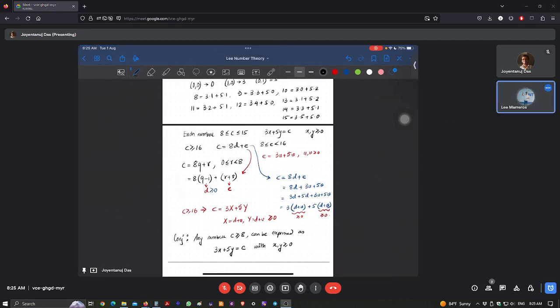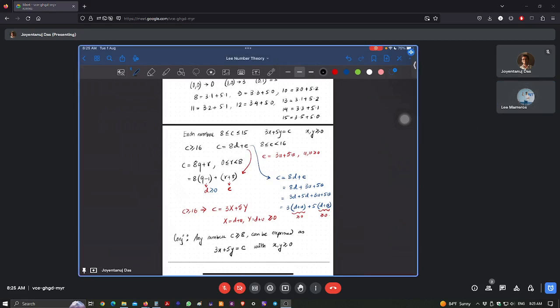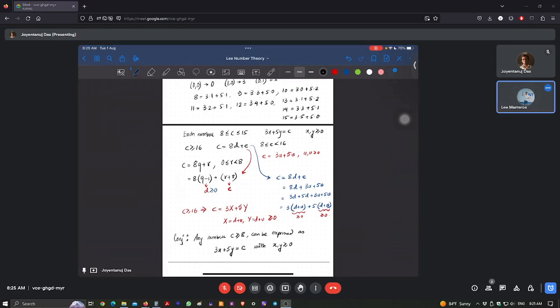We showed that from 8 to 15 all of them are possible. Then after 15 we use those expressions only to find new solutions when the number is bigger than 16. Yep, makes sense. Fine.